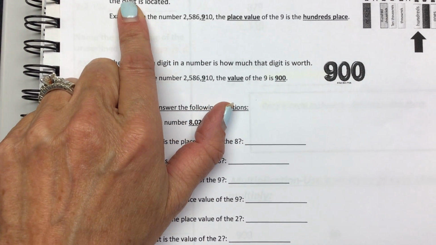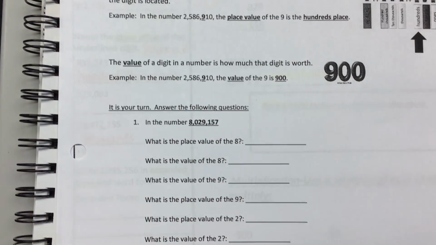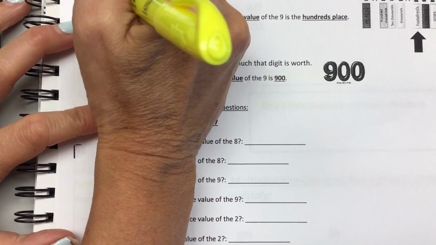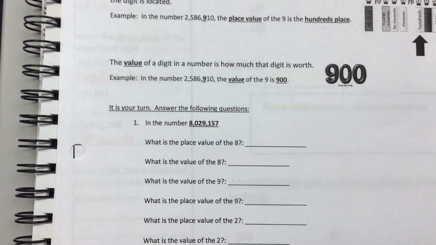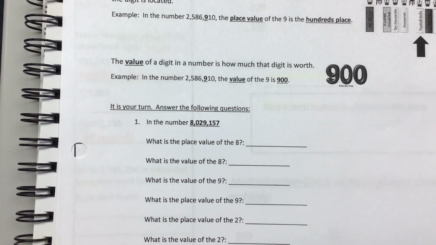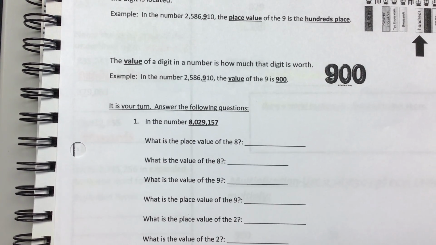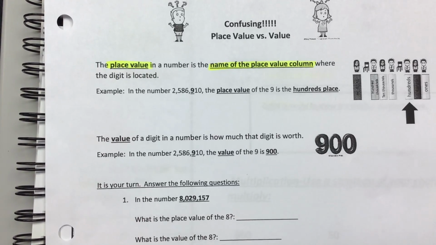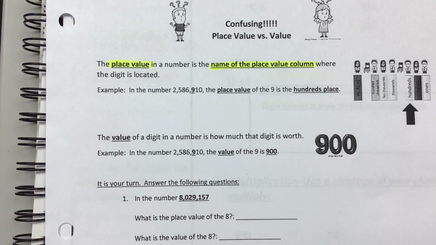Okay, so you should still have your highlighter out. The place value, I want you to highlight this. The place value of a number is the name of the place value column where the digit is located. The best way to think of it is, if someone asks you, where are you? What place are you talking about? Where is that place? Are you going to answer the person with a number or a word?